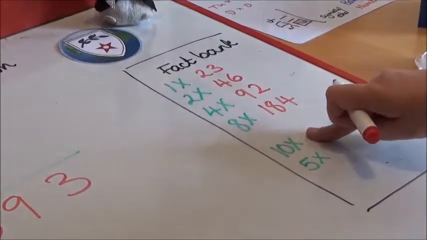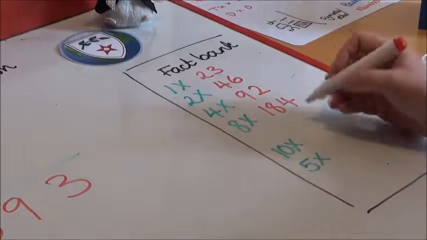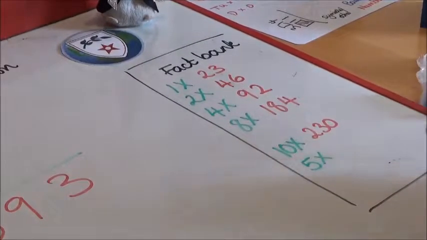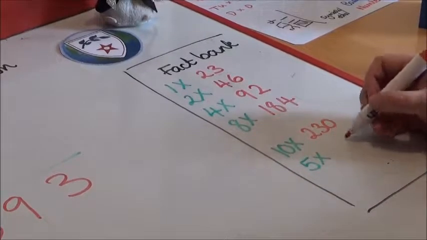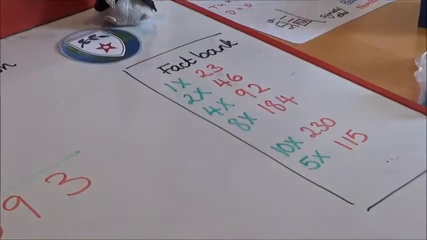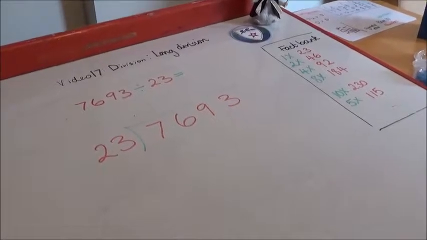When we're making something 10 times bigger, we're going to move it up the place value position 1 place. So 23 times 10 would end up being 230. And for 5 times, we're just going to halve it. So half of 30 is 15, and half of 200 is 100. So we've got our handy fact bank to help us with our long division problem now.